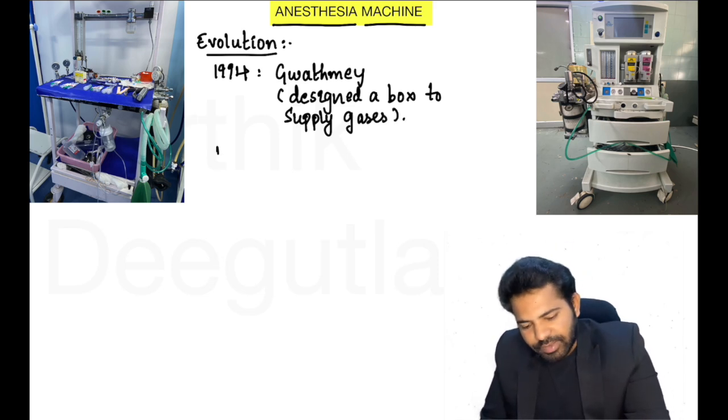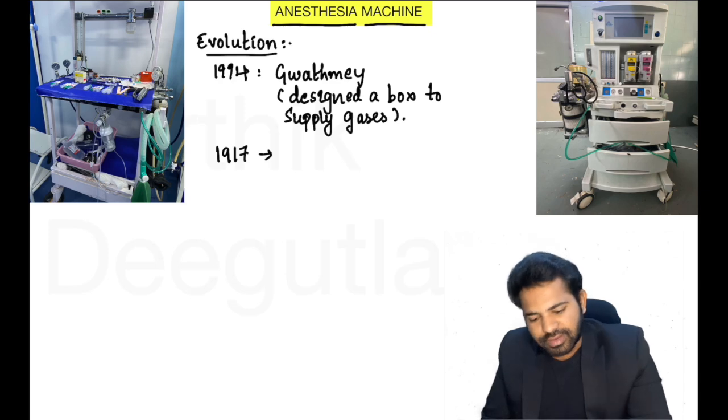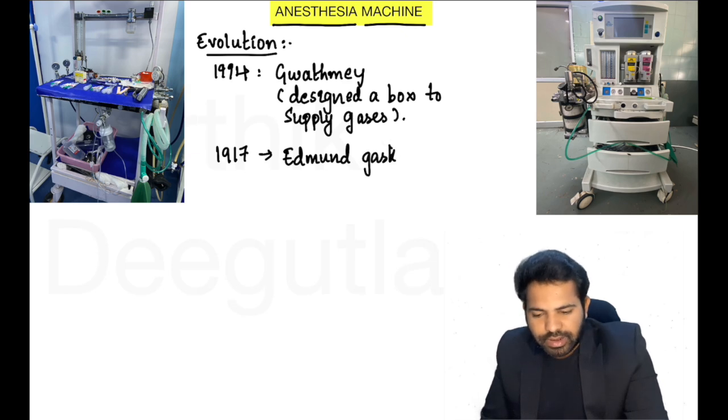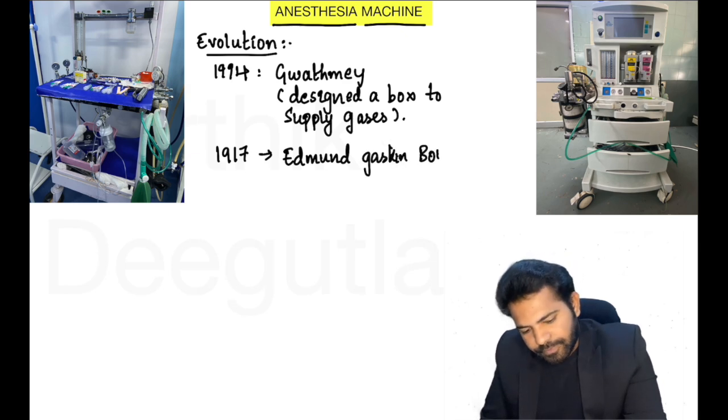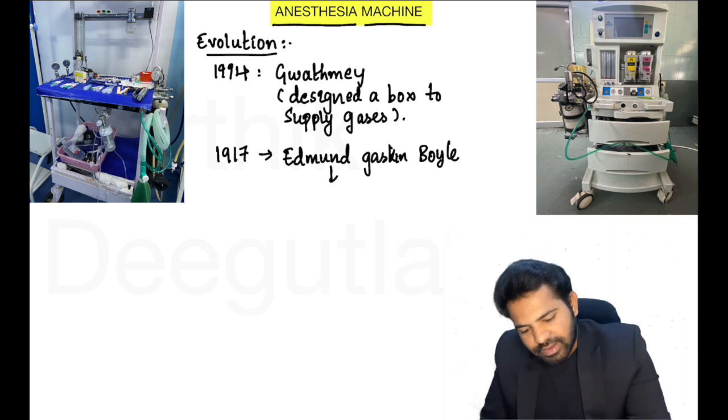Okay. From there, moving on to the year 1917, a person called Edmund Gaskin Boyle designed the Boyle's apparatus.